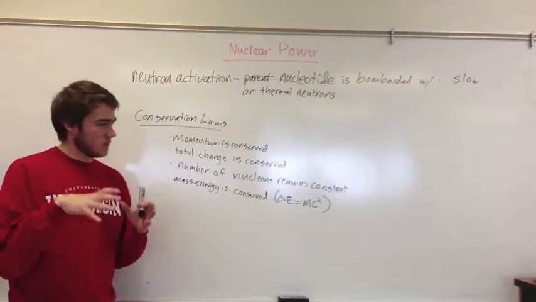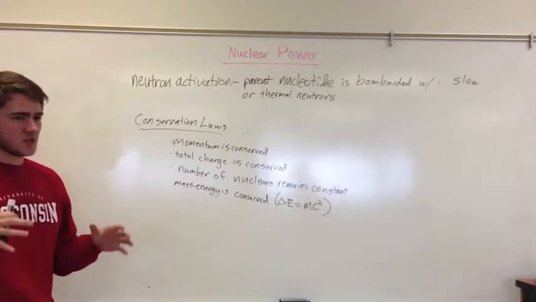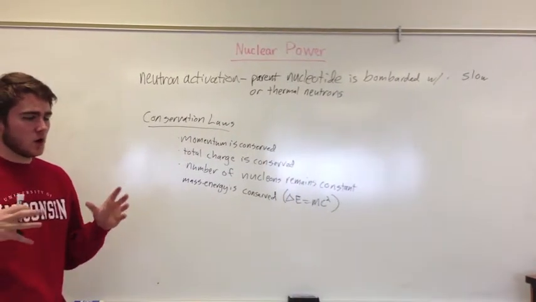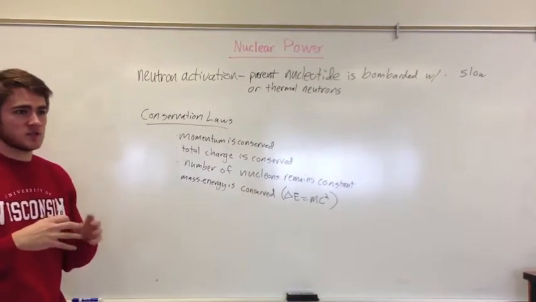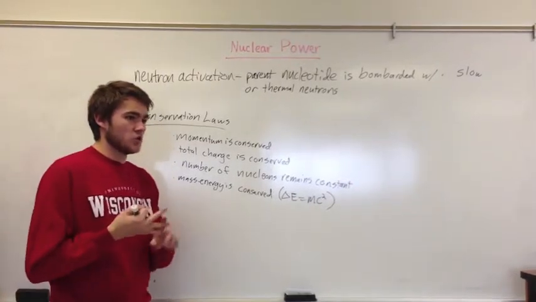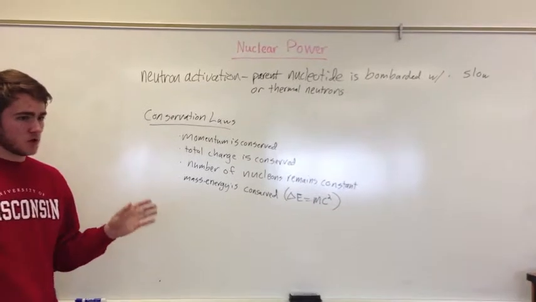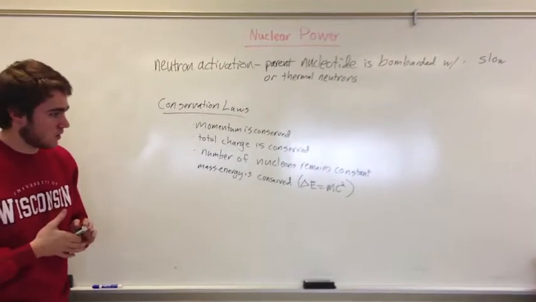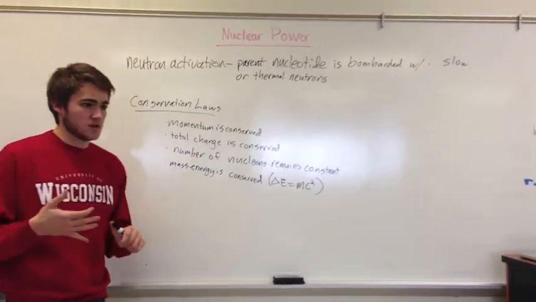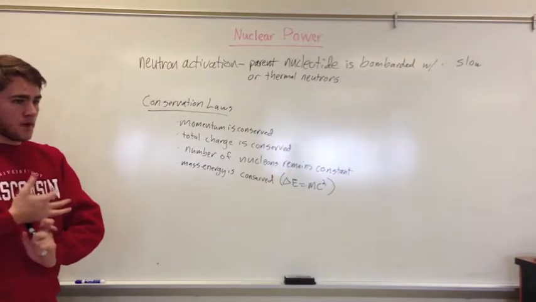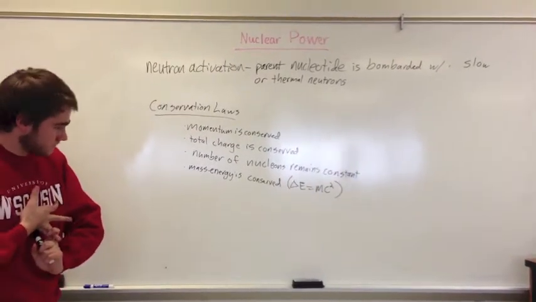They will stick in the nucleus, and that will cause an imbalance in the force between the protons that are repelling, and that will cause it to split into two parts, one larger, one smaller. So then you'll end up with two daughter nucleotides, as well as beta particles and gamma radiation.